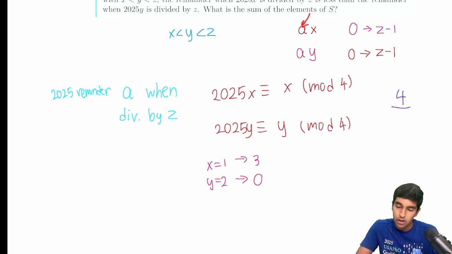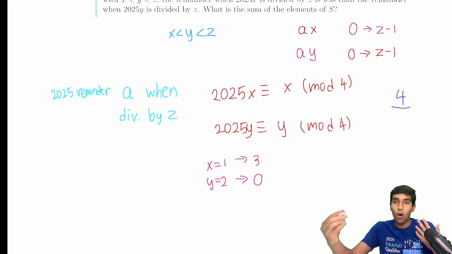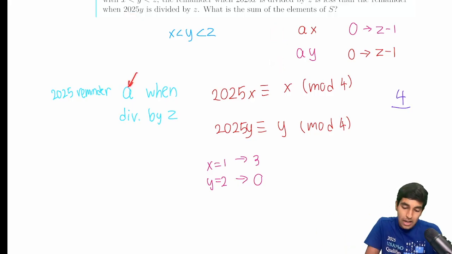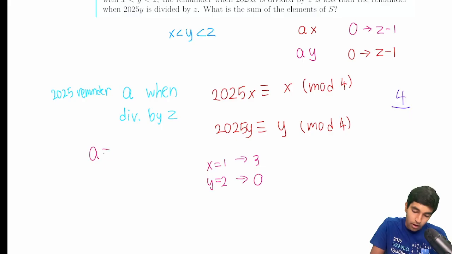So what are some values of a? What if a is 0? Let's say z is a divisor of 2025. Then if a is 0, this is always going to leave a remainder of 0, and this is also always going to leave a remainder of 0. So is the remainder of 2025x less than the remainder of 2025y if they're both 0? Well, no, because they're always going to be the same. So a equals 0 does not work.